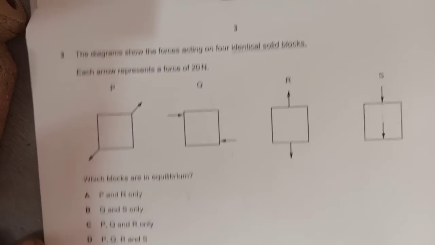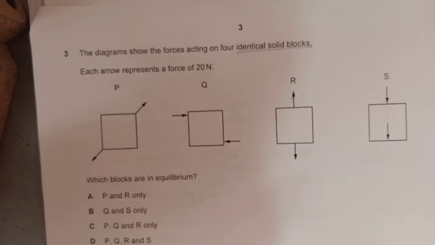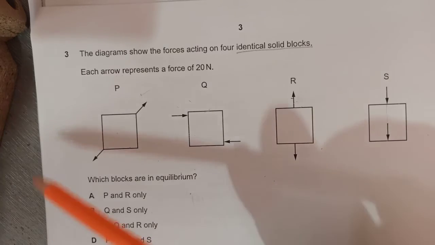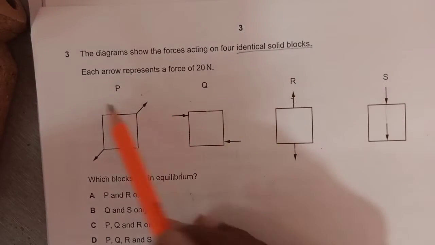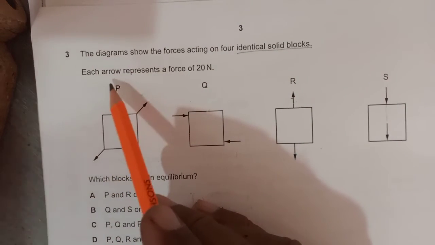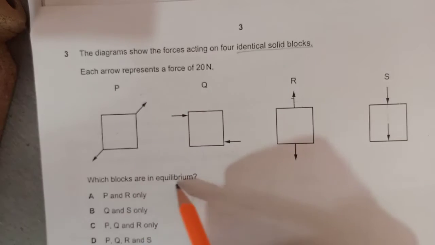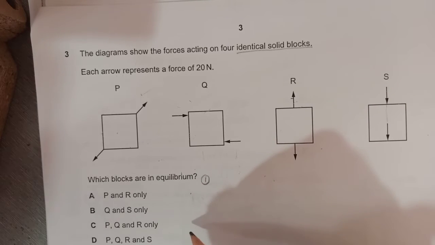Now this is question 3 of physics paper 1 variant 2 O level Cambridge. In this question, year 2021 May June. In question 3, the diagram shows the forces acting on four identical blocks. Each arrow represents a force of 20 Newton. Which blocks are in equilibrium? There are two conditions for equilibrium. Number one, forces are in opposite direction.